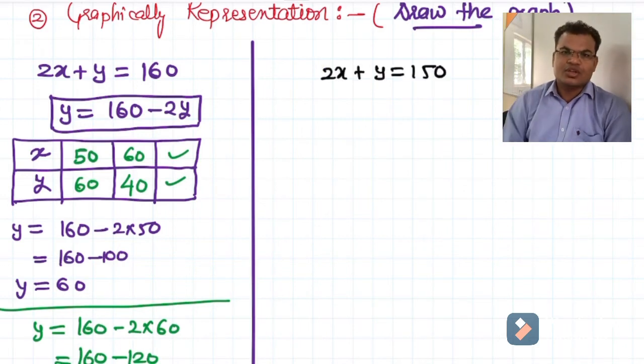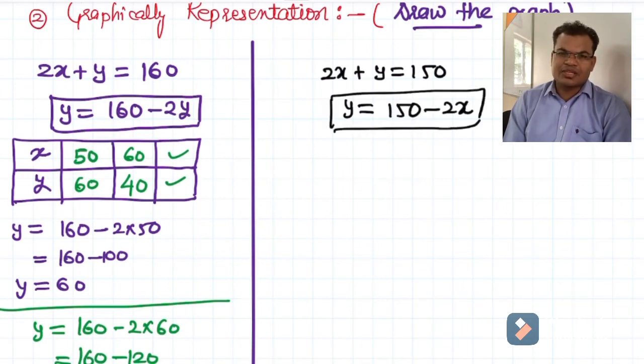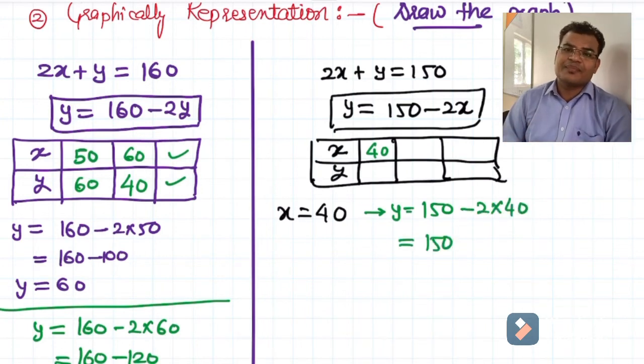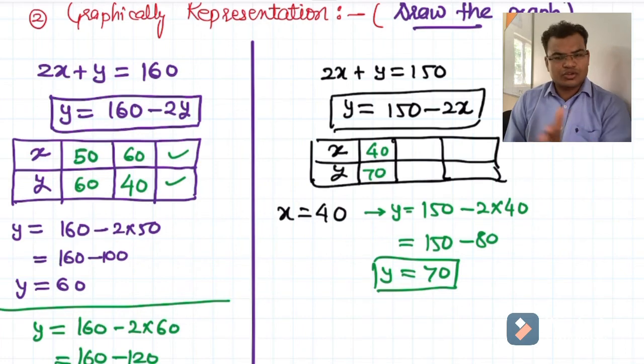Now the second equation, 2x plus y is 150, and y is 150 minus 2x. We will make the table for this also. Just look here, x equals 40. So what will be the y? 150 minus 2 into 40, that will be 80. So 150 minus 80 is 70. So y is 70 when you are putting x equals 40.